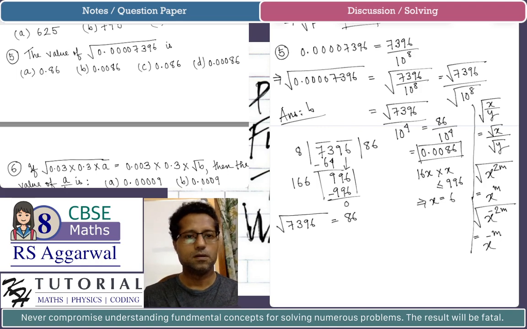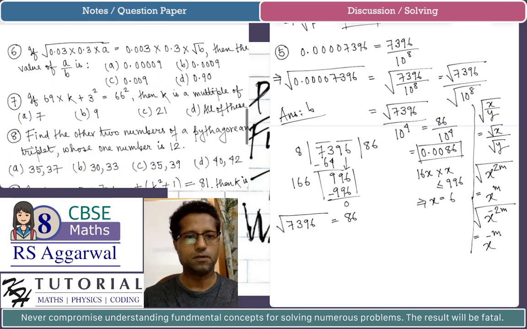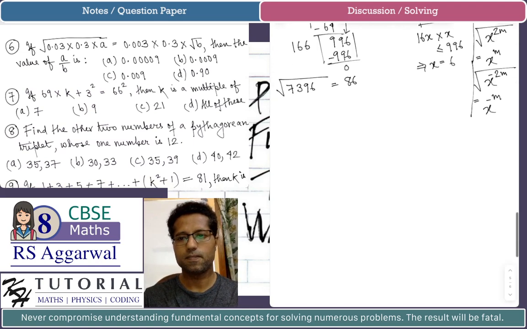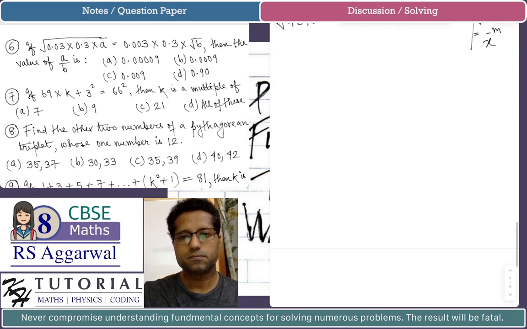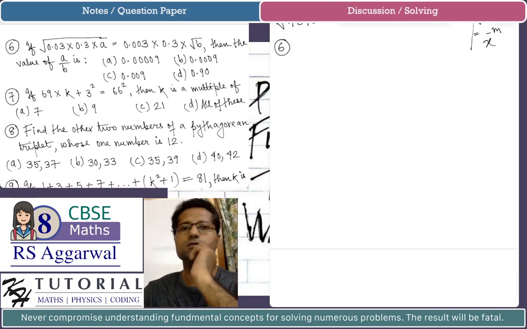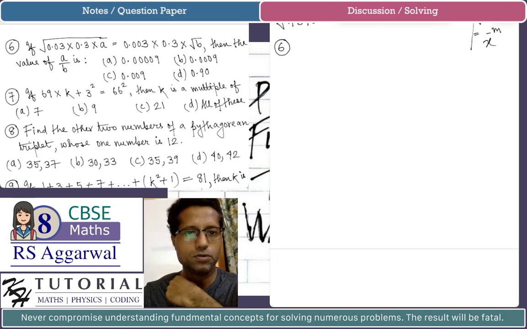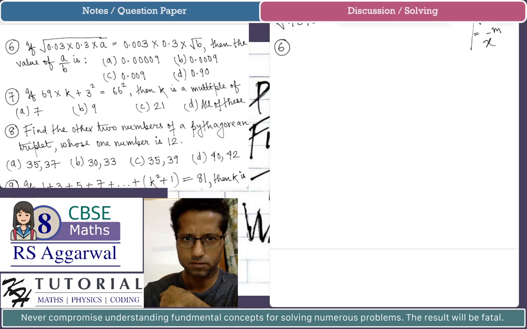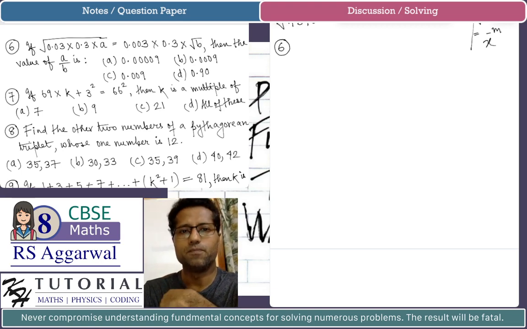Okay. Let's do problem number 6. Okay, one equation is given. On the left hand side, there is a square root, and we see the term a inside the square root. And the right hand side also has some products where the last product is just the square root of b. Then we have to find the value of a by b.